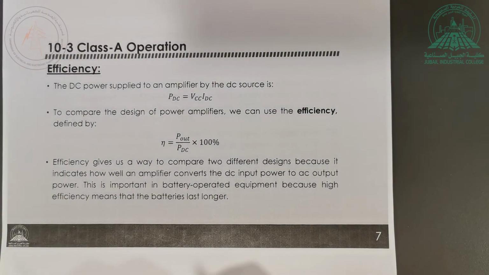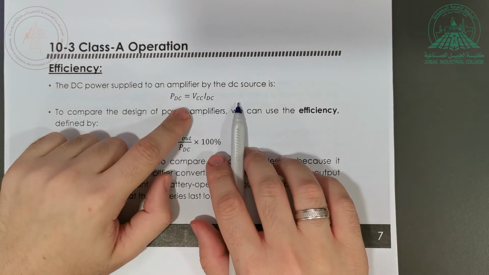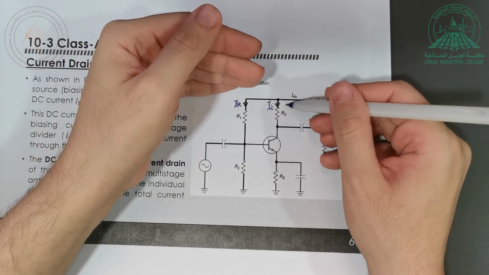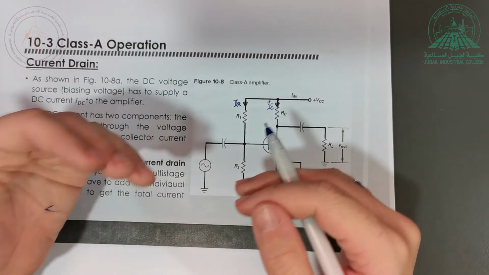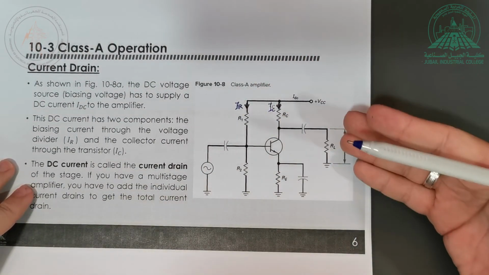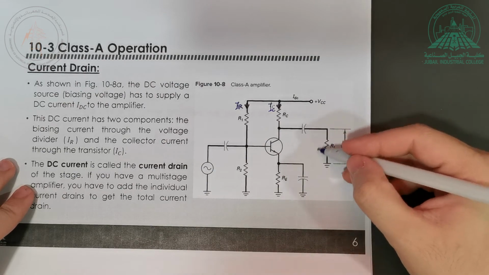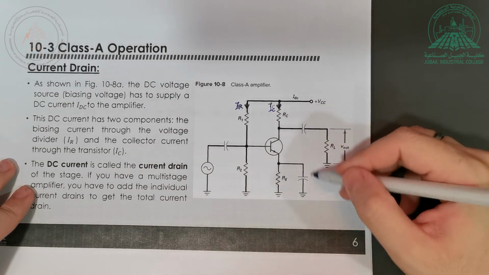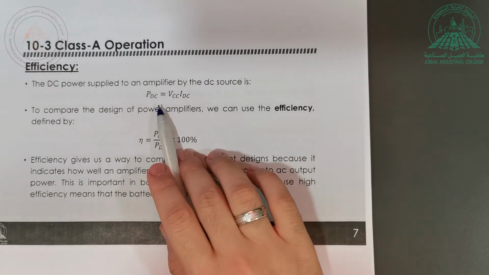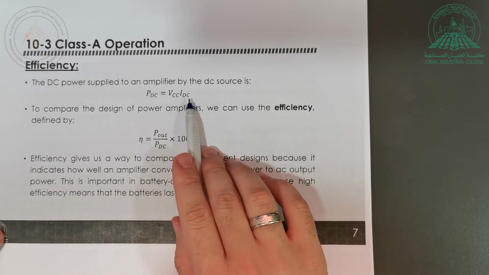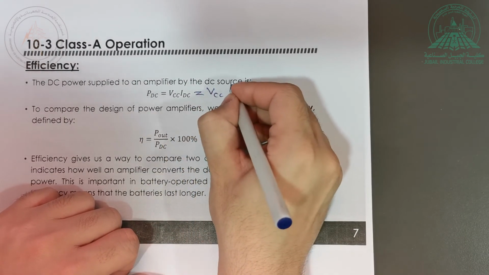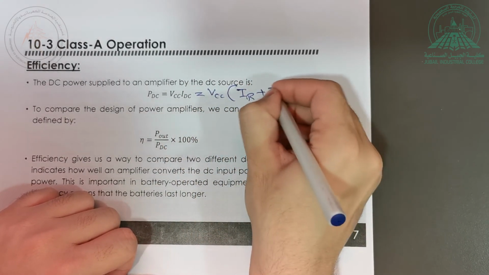Why are you interested in the current drain? Because the DC power supplied to the amplifier is equal to what? The DC power that is supplied into the transistor, how much is it? Because now I want to talk about the efficiency. The efficiency is how much power I'm paying and how much power I'm getting out. So I need to talk about this power, which is easy to find. I need to see how much power this will absorb, in general, not the quiescent. So the DC power is equal to VCC multiplied by the drain. What is this drain? It's equal to VCC multiplied by IR plus IC.